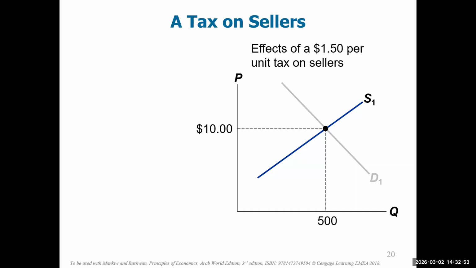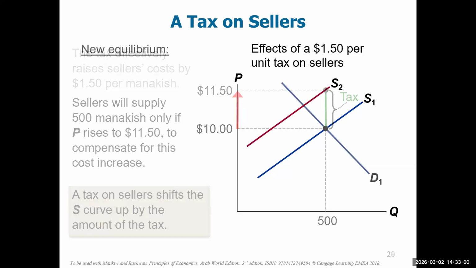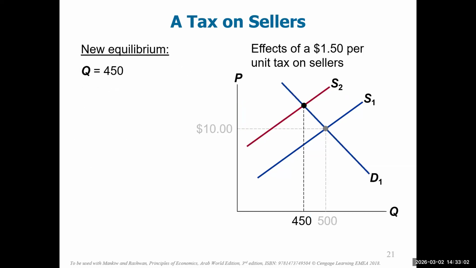So what happened to your supply? Your supply is going to decrease. You notice that from 500, you're only going to supply 450. You understand that?